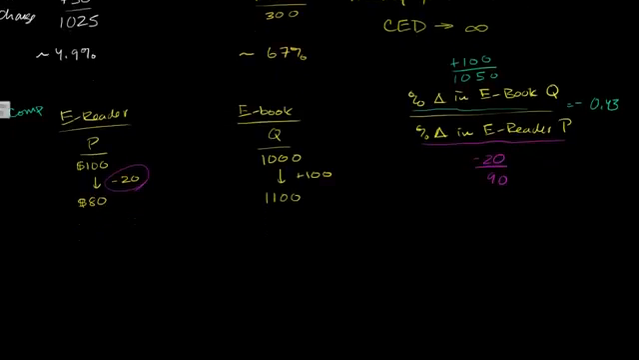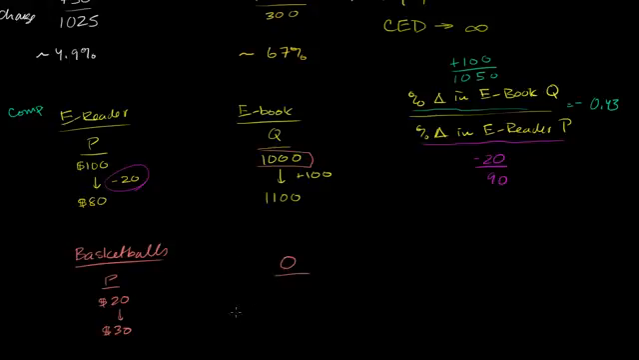And what about two completely unrelated products? So let's say that I have basketballs. And the price of basketballs goes from, let's say, $20 to $30. What's going to happen to my ebook? Well, my ebook's not going to change. It's going to stay at 1,000. So my percent change in the quantity demanded of my ebook is going to be 0 in this example.